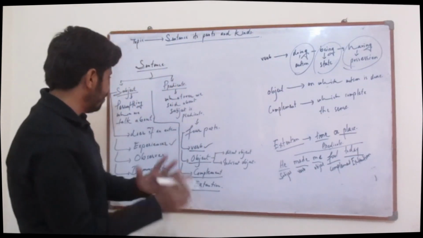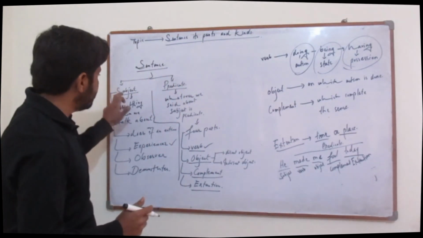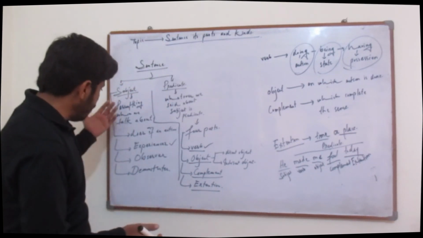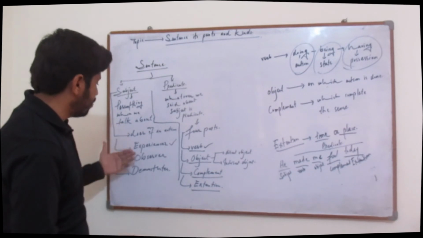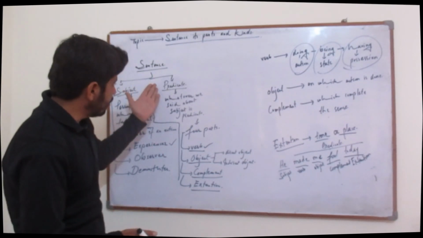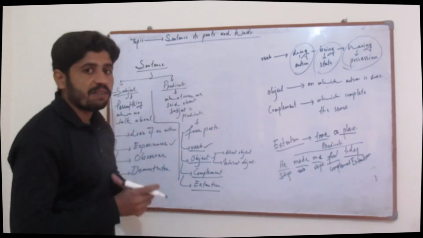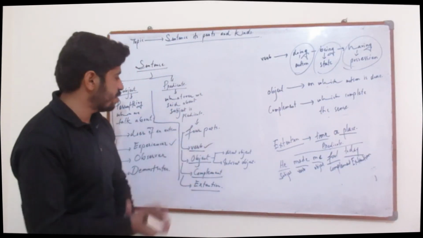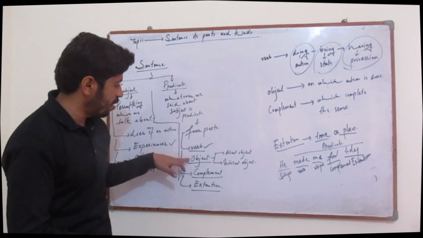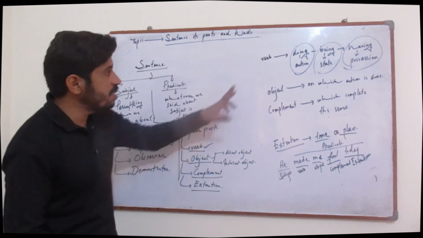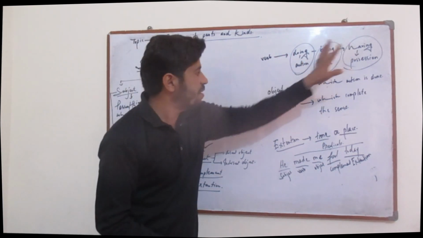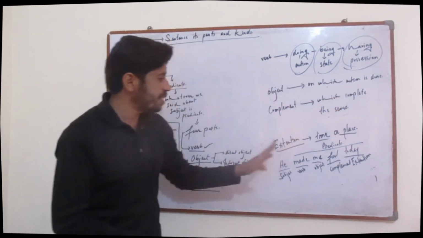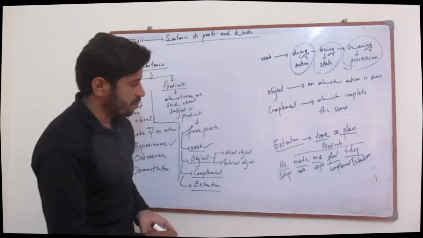So let us repeat. There are two parts of the sentence, subject and predicate. Subject means the person or thing we are talking about. It can be doer of an action, experiencer, observer or demonstrator. The second part of the sentence is predicate. Whatever we say about the subject is predicate. So after the subject, the whole sentence is said to be predicate. It has four parts: verb, object, complement, extension. Verb shows doing, being or having. Object means on which action is done. Complement completes the sense. Extension shows time or place.